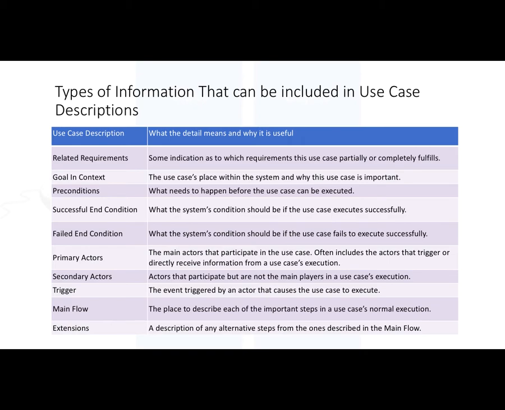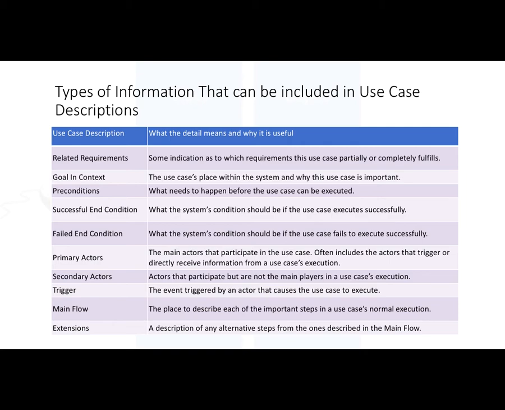You can provide a list of primary actors. Who are the actors that are interacting with this use case, who are going to be using the use case? So primary and secondary actors. Secondary actors are actors that participate but are not the main players in a use case's execution. And you'll see an example of that.